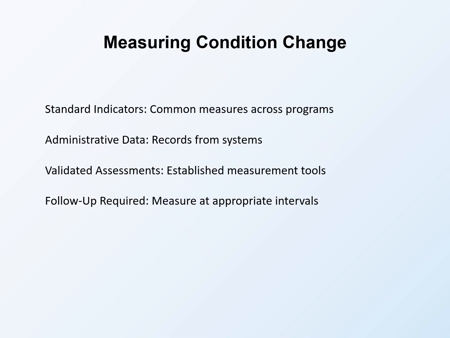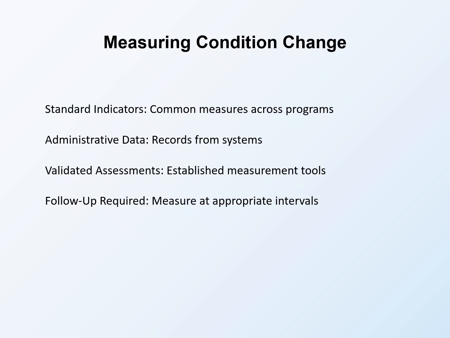Measuring condition change requires appropriate approaches. Standard indicators are common measures used across programs. Unemployment rate, poverty level, high school graduation rate, and similar indicators allow comparison across programs and populations. Administrative data from systems provides objective condition documentation. Employment records, health system data, school records, and similar sources document conditions without relying on self-report.